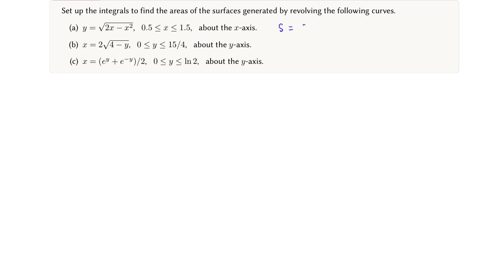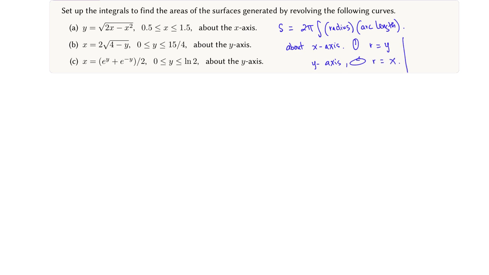Now, recall that the surface area is 2 pi, the integral of the radius times the arc length. So that is the circumference times the arc length. About the x-axis, the radius is y, and if we were to rotate about the y-axis, then the radius is the distance x.